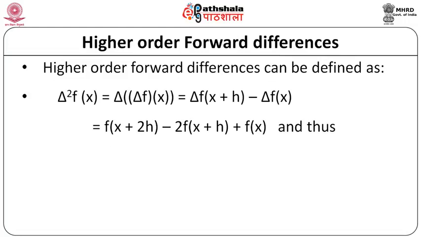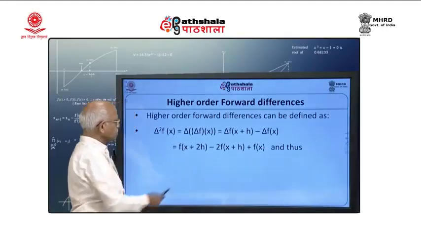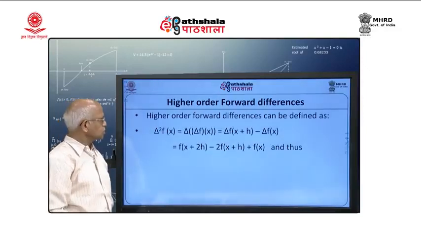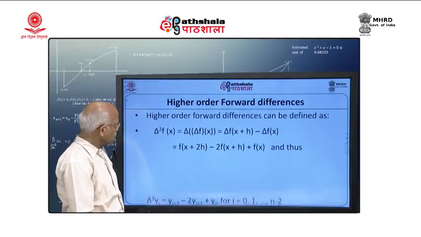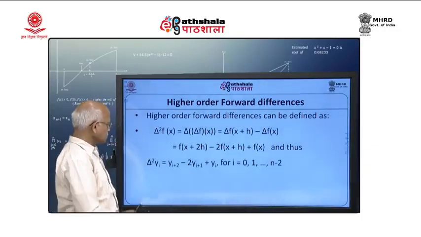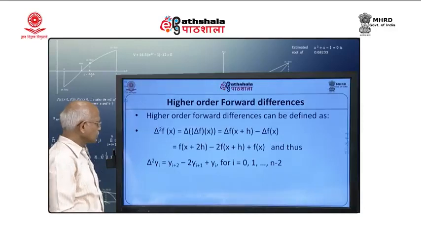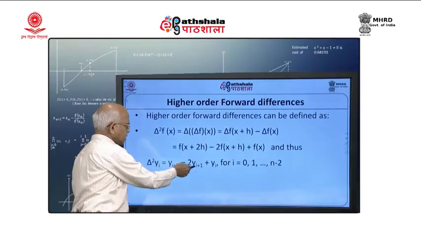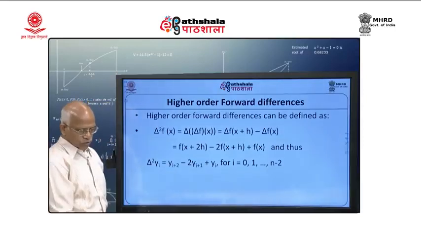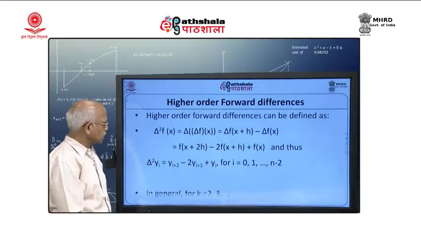Δf(x+h) will be f(x+2h) minus f(x+h), and minus Δf(x) will give you minus f(x+h) plus f(x), and therefore the actual Δ²f(x) will be given by f(x+2h) minus 2f(x+h) plus f(x), and thus we get Δ². Similarly, we will get Δ²y_i equal to y_{i+2} minus 2y_{i+1} plus y_i, for all i equal to 1 to n minus 2.